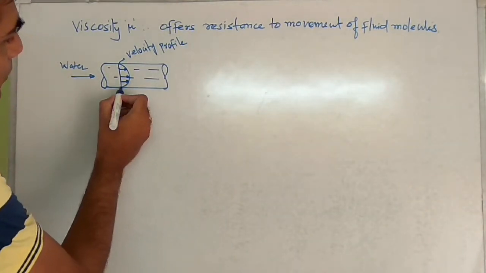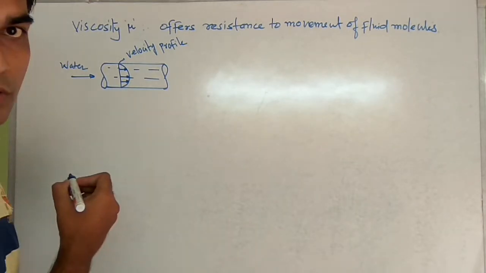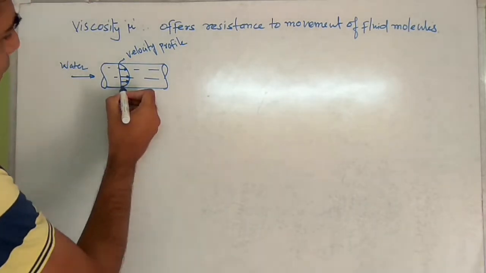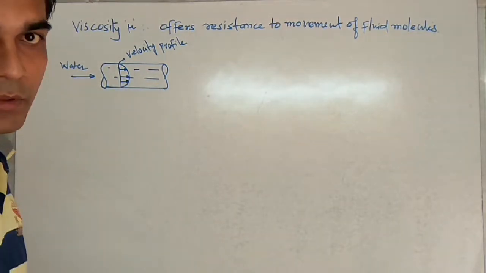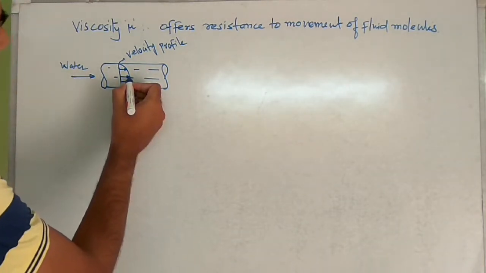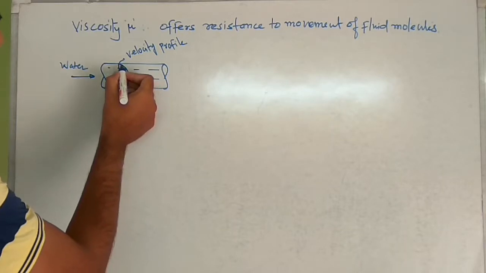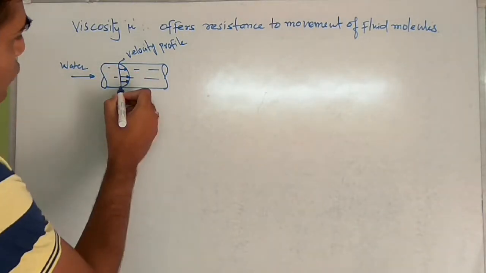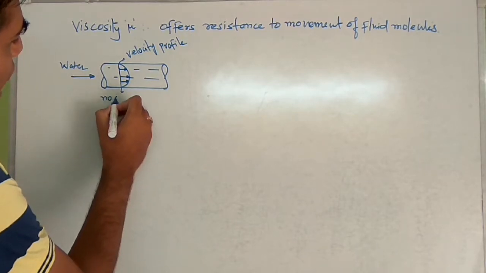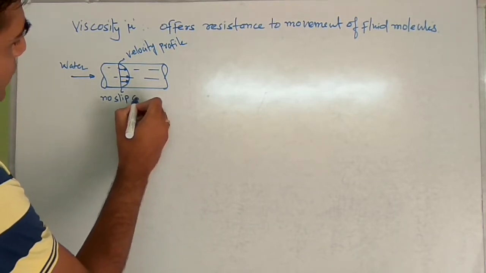At this point, the boundary, the velocity is 0, and it increases to the maximum at the center of the pipe. Again, it decreases toward the boundary. So we are saying it as no slip condition.